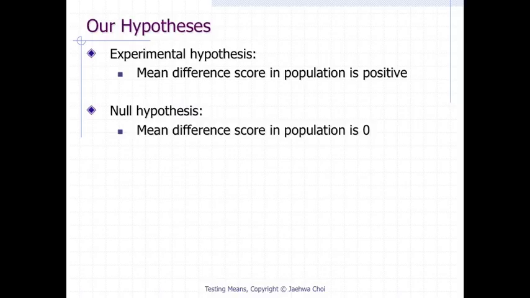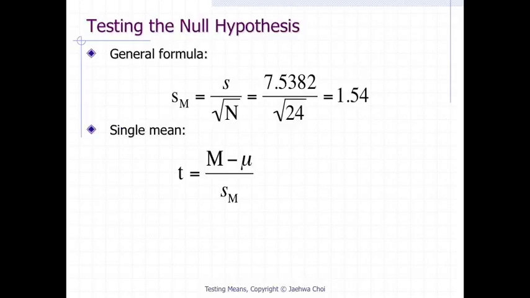If the drug has a positive effect and improves performance on the delay of gratification task, then the mean difference score in the population will be positive. If the drug has no effect, then the mean difference score in the population is 0. This is the null hypothesis. To test the null hypothesis, we do a t-test.